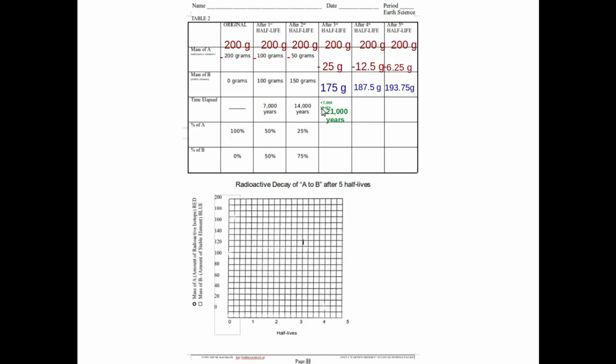So I'm going to ask you at this point to finish up the half-lives here, the percentages, which are always the same, and then go ahead and graph the mass amounts with circles and squares down here, just like we did in the previous example.